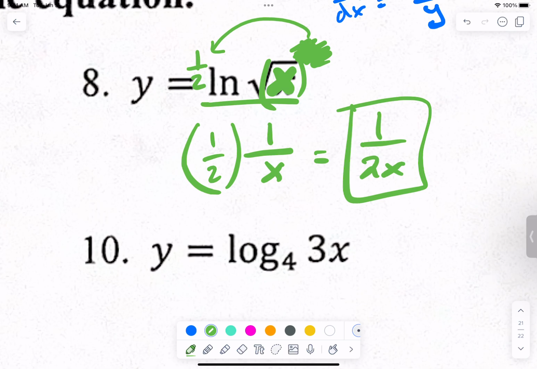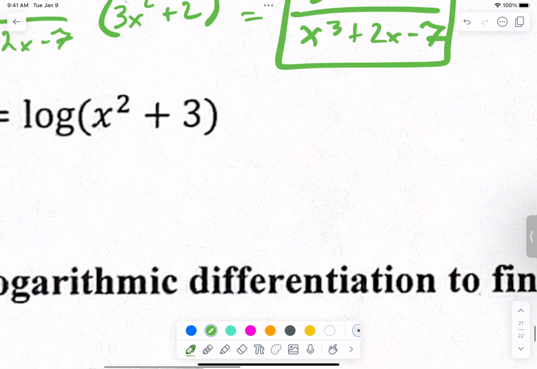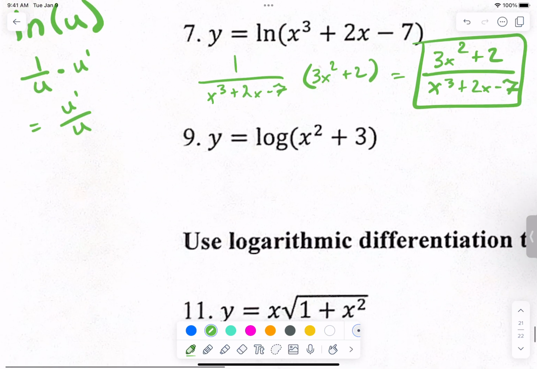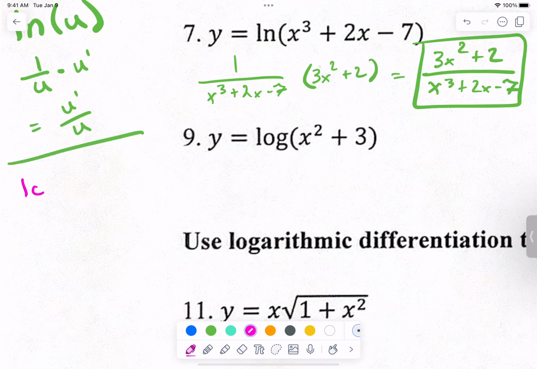Anyway, number 10 and 11. No, 9 and 10. 9 and 10 are both logs, and here is the rule for log, and I will eventually write these all down for you. Log base b of u, its derivative is 1 over u ln b times u prime. They call it du dx, but that's what the rule is. Okay? So, follow the rule.